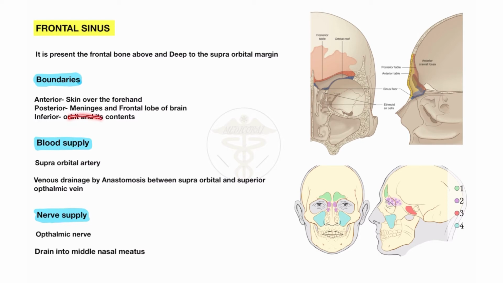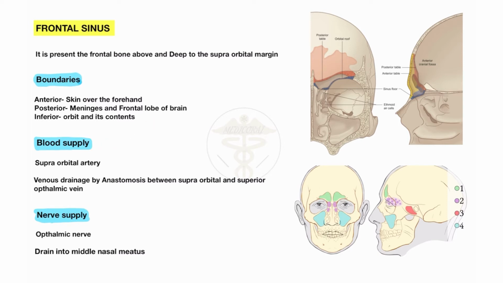The posterior boundary of the frontal sinuses is formed by the meninges and frontal lobe of the brain. The inferior boundary is formed by the orbit and its content. So the orbit and its content form the inferior boundary of the frontal sinus. These are the boundaries of the frontal sinuses. They are also present as a pair above the orbit.